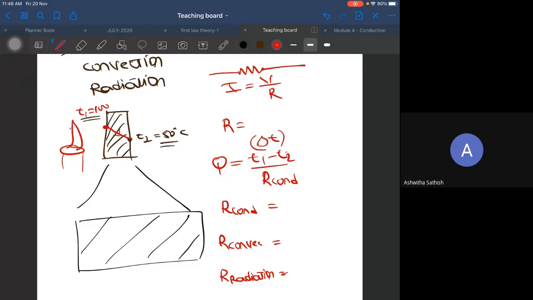For conduction, it's dx by kA. Can I write it as L by kA, where L is the length of the material? Even I can take it as dx according to Fourier's law. Generally it would be length or thickness, so I will take it as L by kA. For the convection.